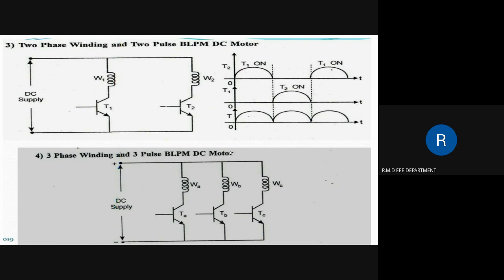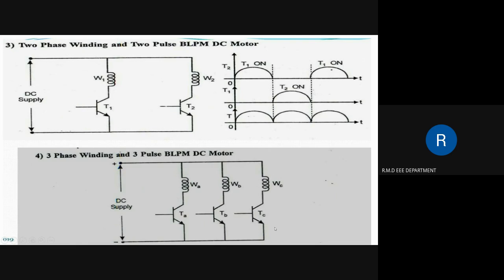Fourth one, 3-phase winding and 3-pulse brushless permanent magnet motor. The stator has 3-phase winding and its axes are displaced by 120 degrees electrical apart. Each phase winding is controlled by a semiconductor switch and it is operated depending upon the position of the rotor, and it requires 3 position sensors.